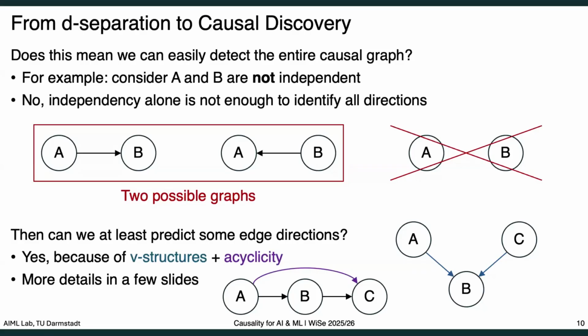All right, and then basically the next idea, how we can also get some directed edges, is following the acyclicity assumption. If we have a chain A to B, B to C, and then we have another edge connecting A and C, we know that this edge cannot be directed from C to A simply because that would create a cycle, and that's against our assumption.